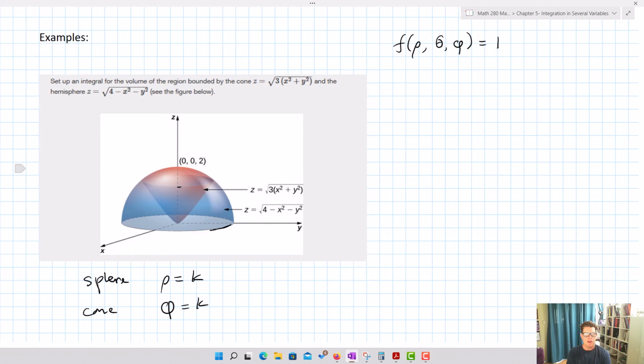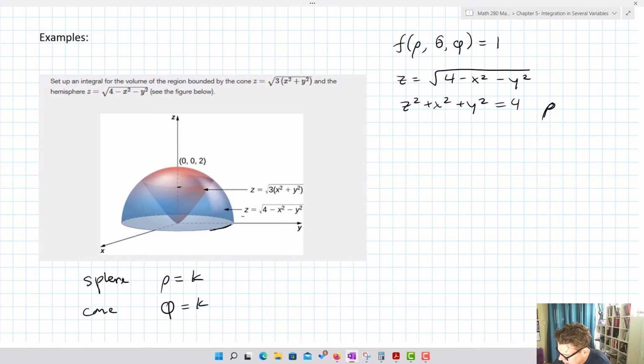And so we've got this cone, z equals the square root of 3 times x squared plus y squared, and the hemisphere z equals the square root of 4 minus x squared minus y squared. First thing I'm going to notice is z equals the square root of 4 minus x squared minus y squared, okay? And so that means that z squared plus x squared plus y squared is going to equal 4. So what we have here is the half sphere, rho equals 2, okay?